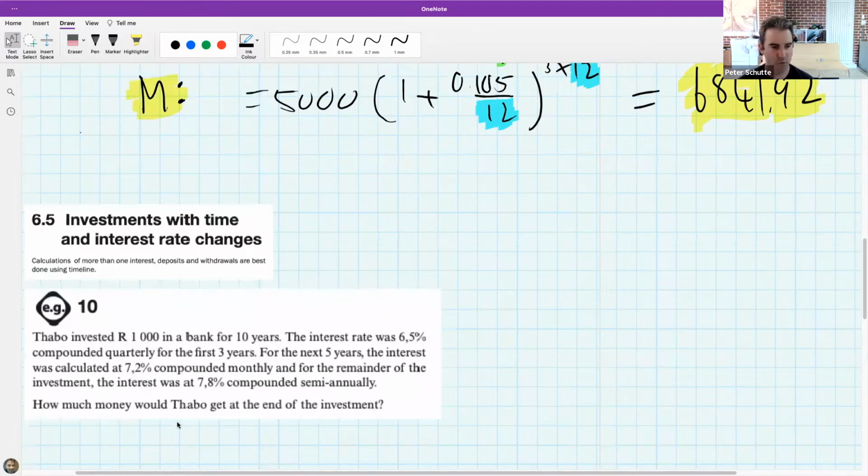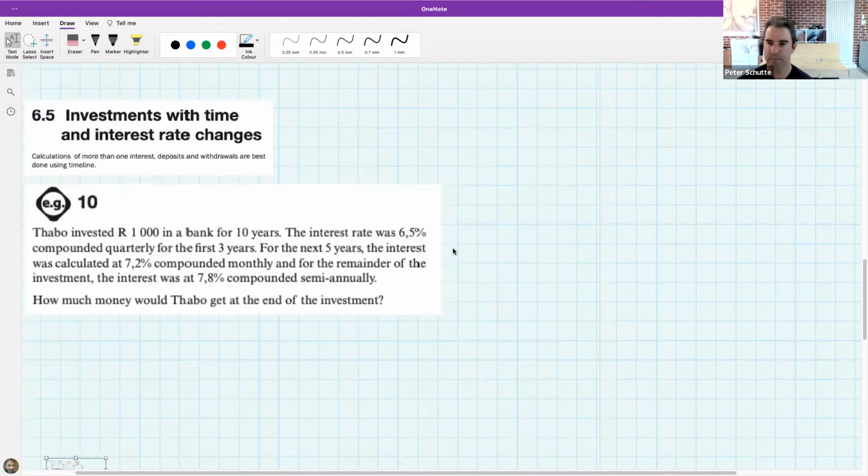Okay, so take some time to read this question. Tabo invested in a bank for 10 years, a certain amount of money. What are some important points along the timeline of this situation? And I'd love for somebody to either come online or to put it in the chat. Yeah. Fagelo, let's go to you. What do you think are some important points along this journey?